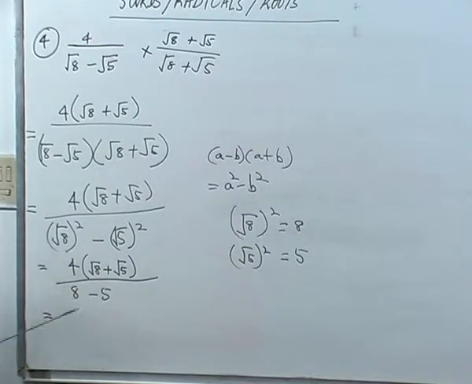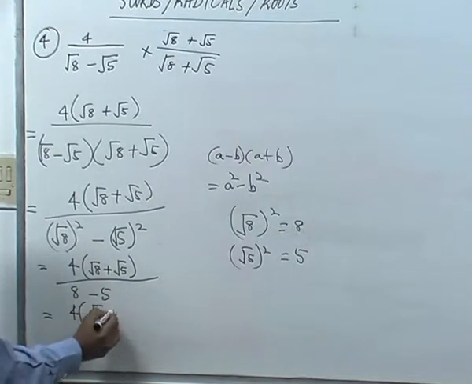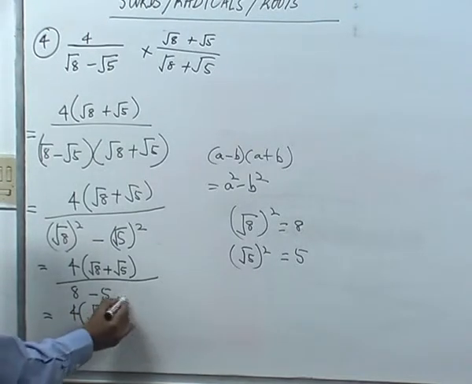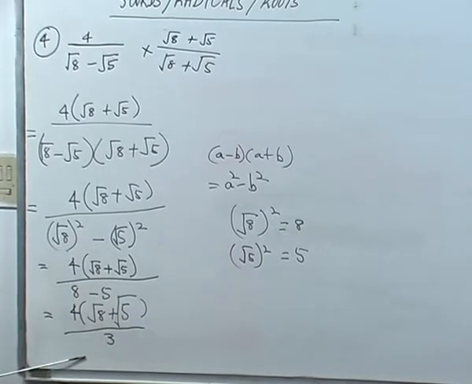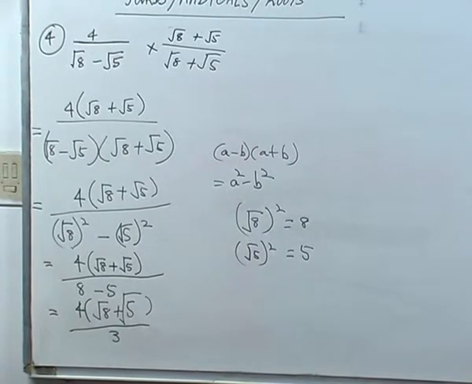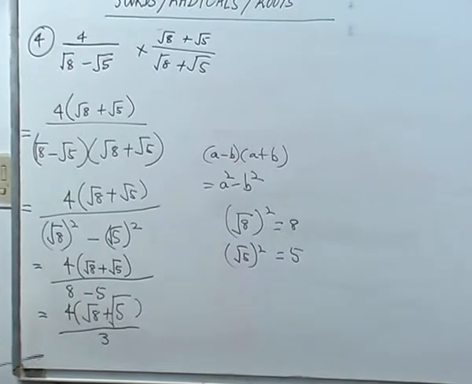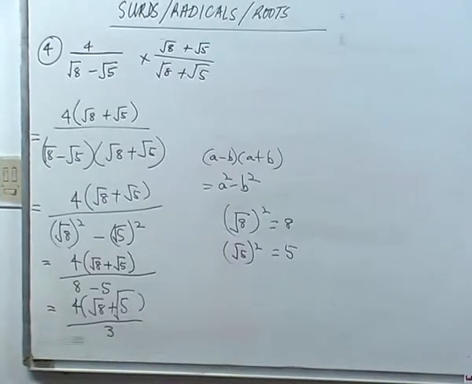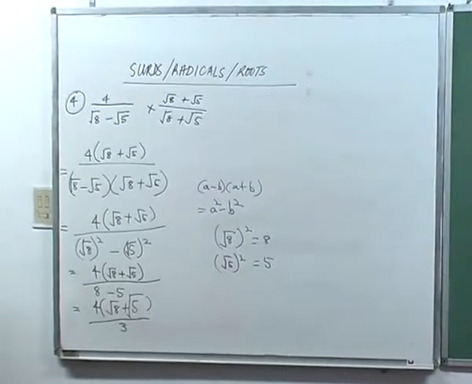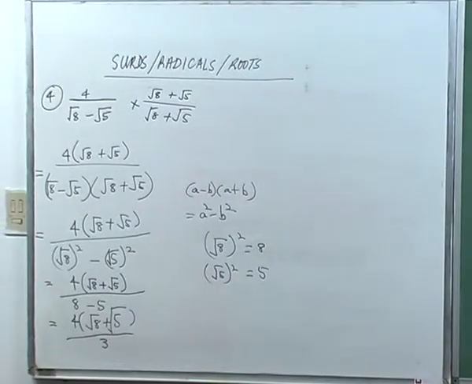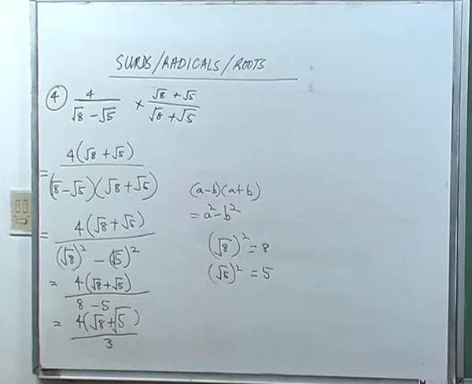And so the numerator will be 4 into square root of 8 plus square root of 5 all over. 8 minus 5 will give you 3. And that will be the end. Because that's 4 and 3, it won't simplify anymore. So that's rationalizing the denominator. The denominator is now 3, it's rational. Alright, so that's called rationalizing the denominator, and we'll give you a little exercise to try hereafter.